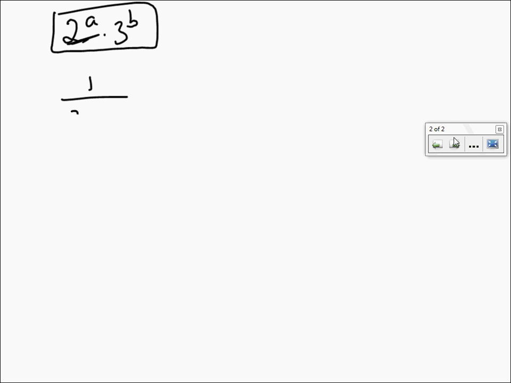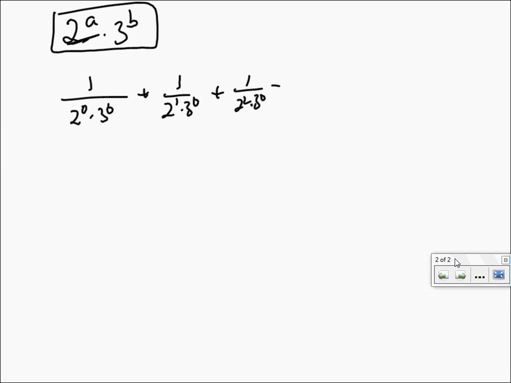That is, you have 1 over 2 to the 0 times 3 to the 0, plus 1 over 2 to the 1, 3 to the 0, plus 1 over 2 squared times 3 to the 0, etc. Well, this is going to equal 1 over 3 to the 0, the common factor, times 1 over 2 to the 0, plus 1 over 2 to the 1, forever and ever.